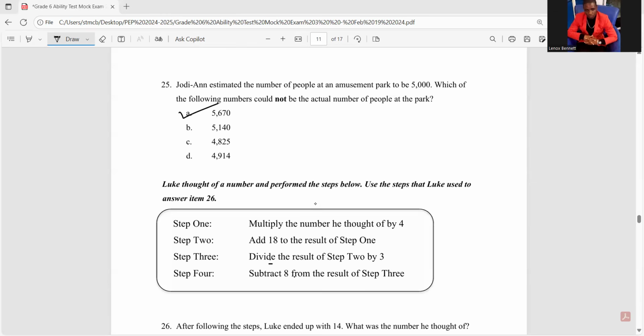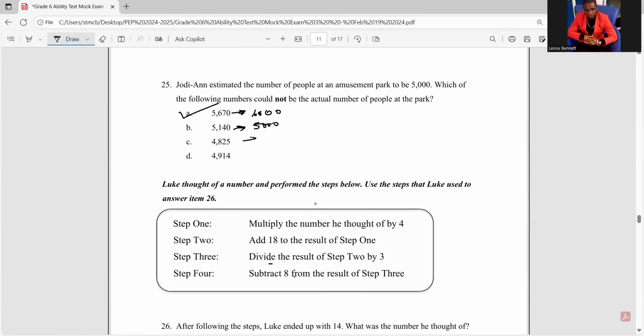correct. When you round off this one to the nearest 1,000, it's 6,000, right? If you round off 5,140, it will be 5,000. If you round off this, it will be 5,000. This also would be 5,000. So the only one that would be 6,000 is A. So that's why it could not be. But you are correct. Thank you so much.